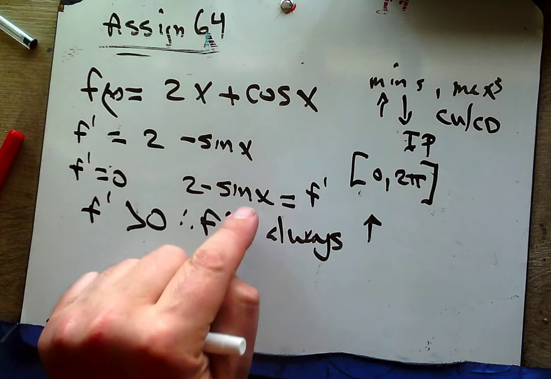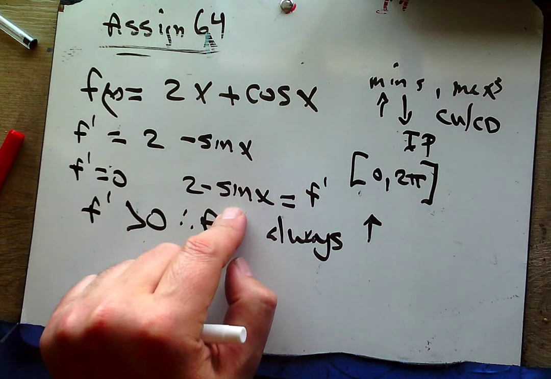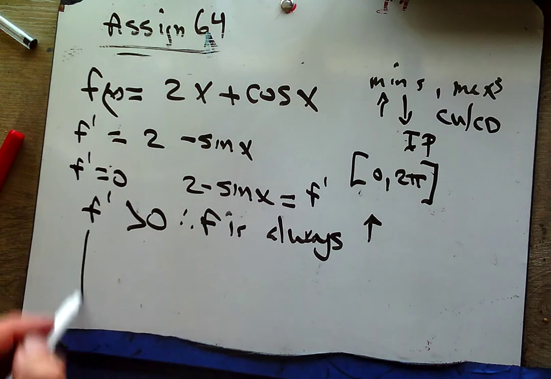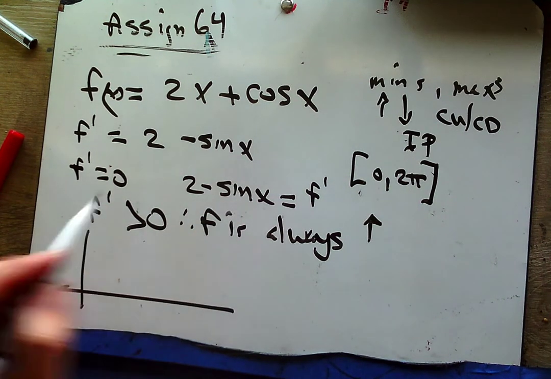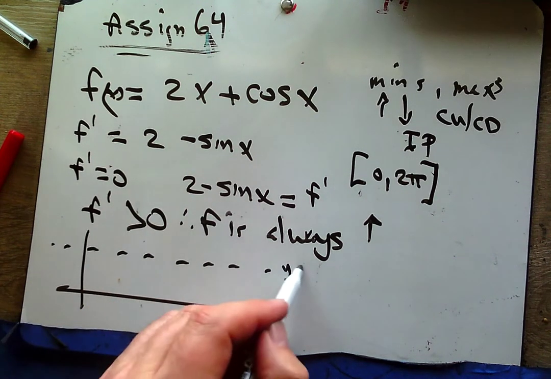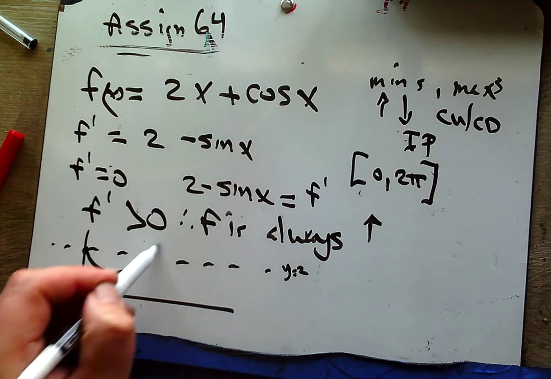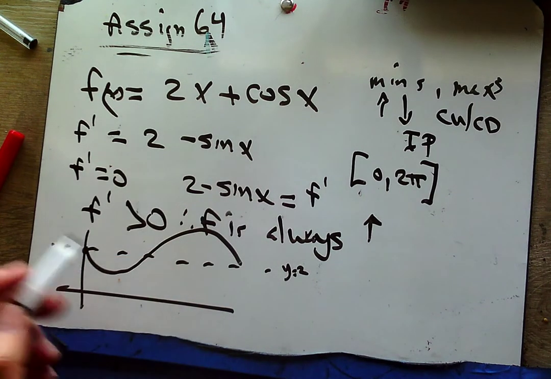Now, I know you're saying, but wait, Mr. Kukla, because sine sometimes is decreasing. Sure, but let's take a look at what's going on here. We've got a negative sine graph that's been shifted up 2. So here's y equals 2. And our sine graph goes, whee, because it's negative sine, it starts down.